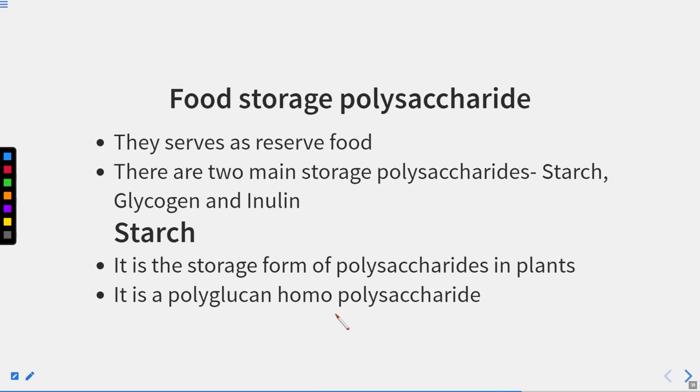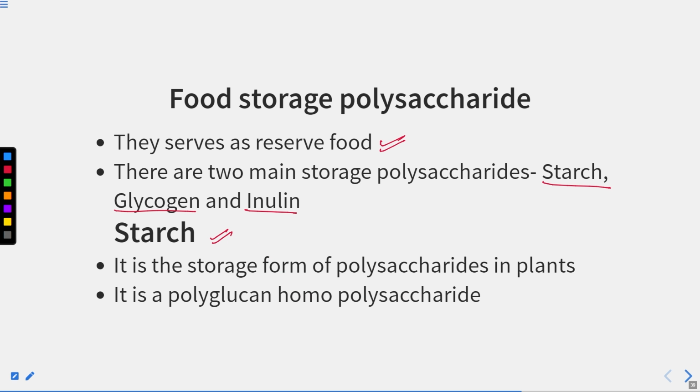Food storage polysaccharides serve as a reserve food material. Examples are starch, glycogen, and inulin. These are the main storage polysaccharides. Starch, we will study about starch.